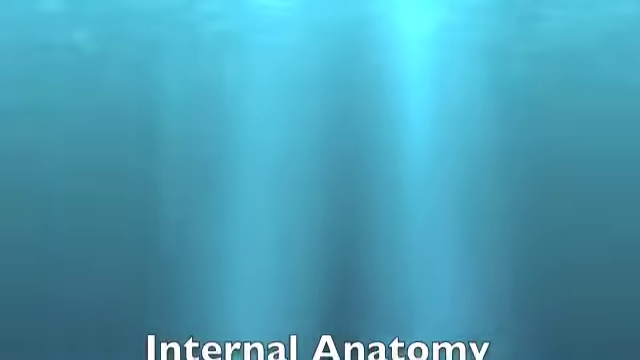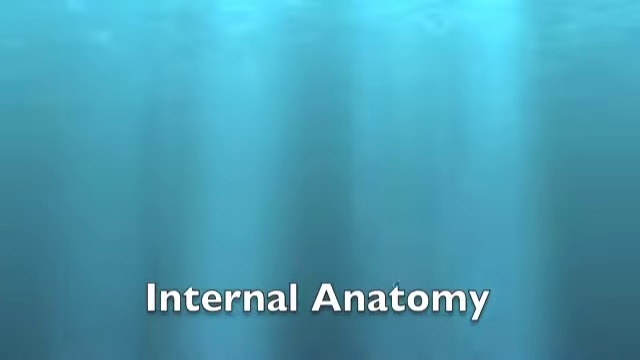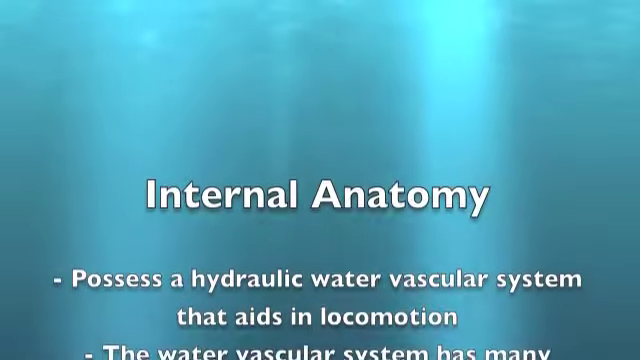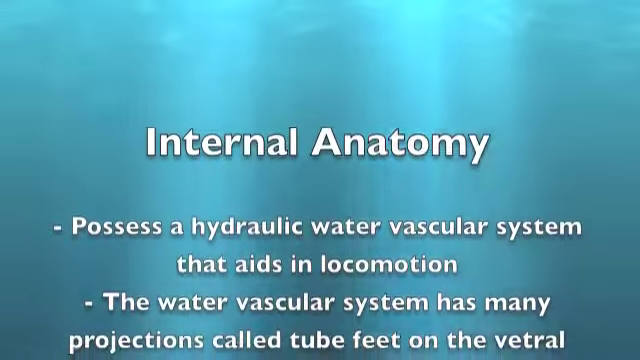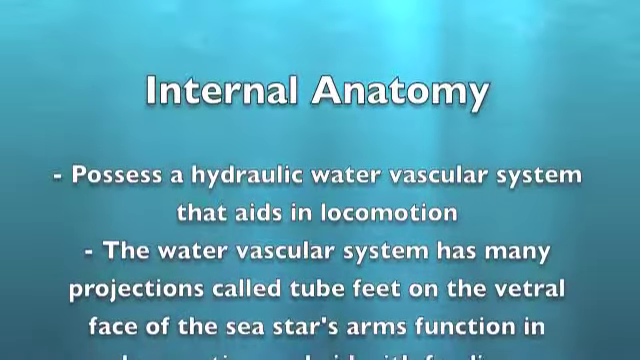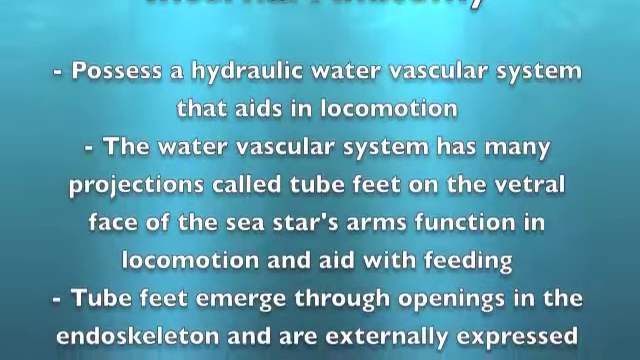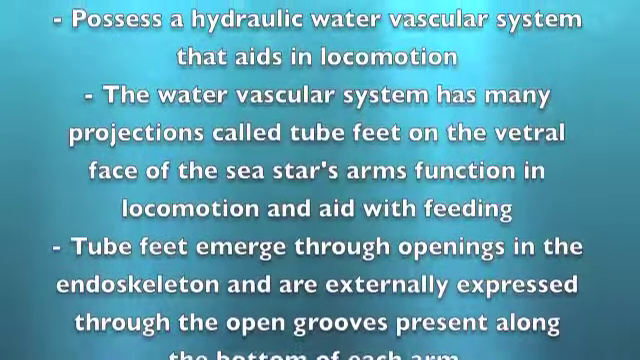The sea star possesses a hydraulic water vascular system that aids in locomotion. The water vascular system has many projections called tube feet on the ventral face of the sea star's arms, which function in locomotion and aid with feeding. Tube feet emerge through openings in the endoskeleton and are externally exposed through the open grooves present along the bottom of each arm.